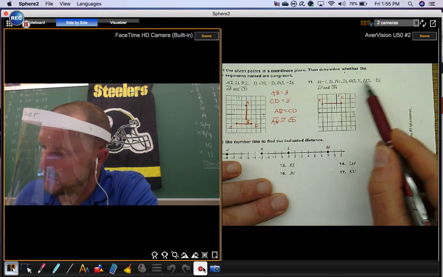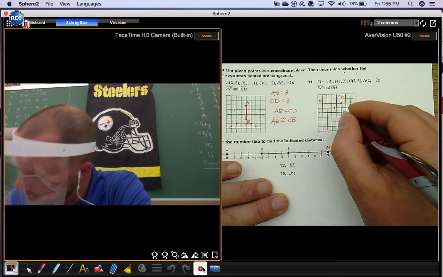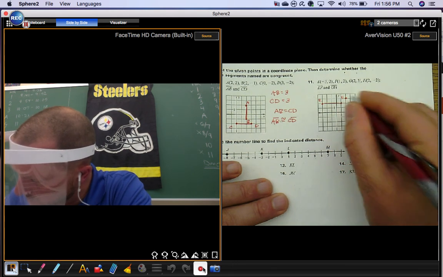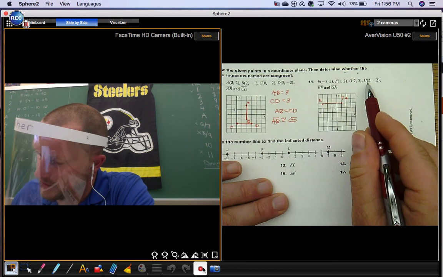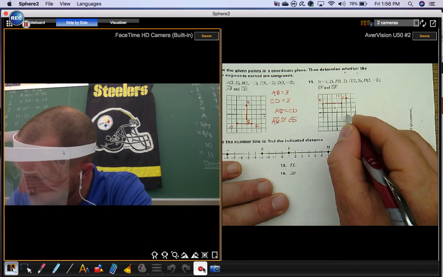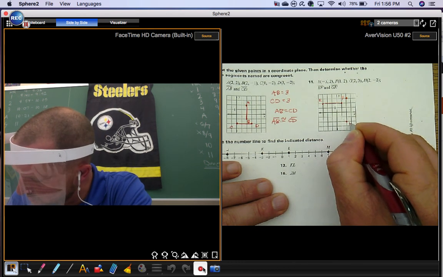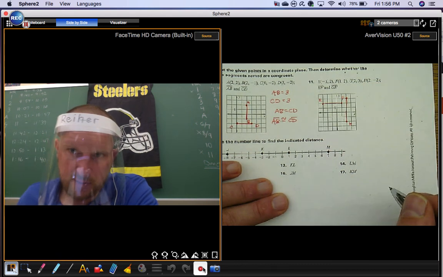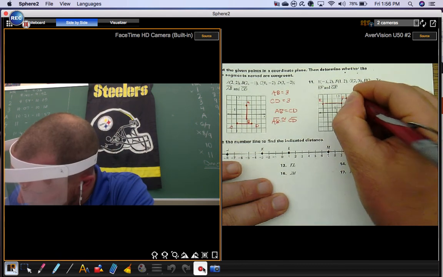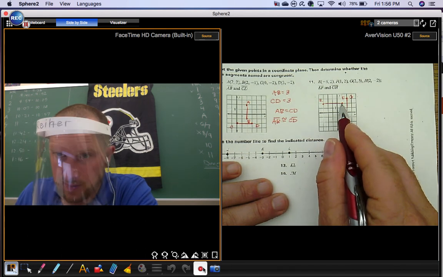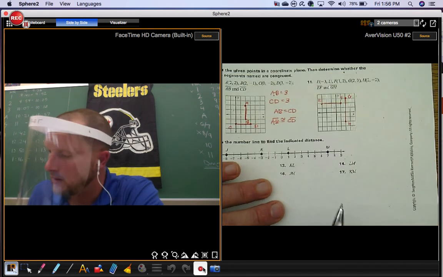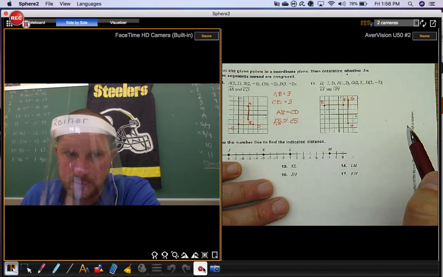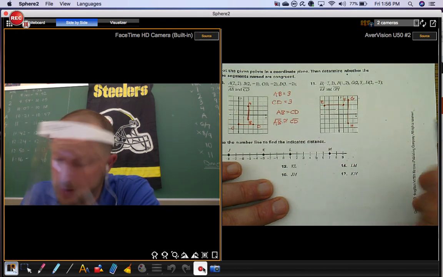Let's look at segment GH. G lives at positive 2, positive 3. H lives at positive 2, negative 2. So again, I've got my F in the way there. F is this guy, G is this guy. That's a vertical segment, and you know because the x values are the same. You can count their lengths.